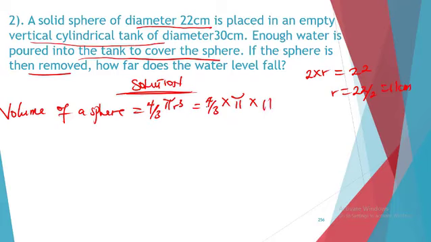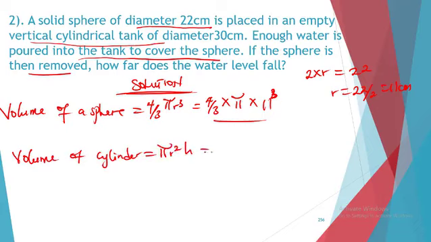Do we understand? And because of the cube, we have 11 raised to power 3. So that's the value of the volume of the sphere. Then the volume of a cylinder is given to be pi r squared h, where h is the height. Then we have pi times the radius of this cylinder.